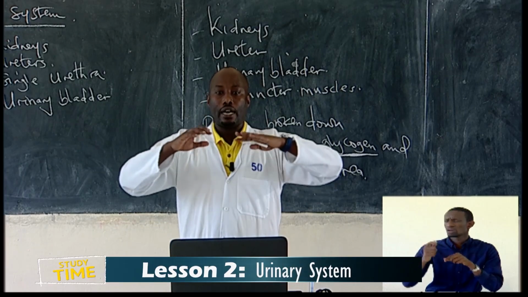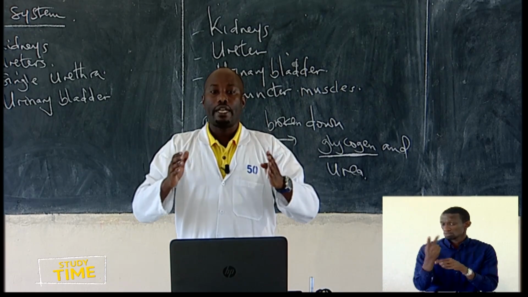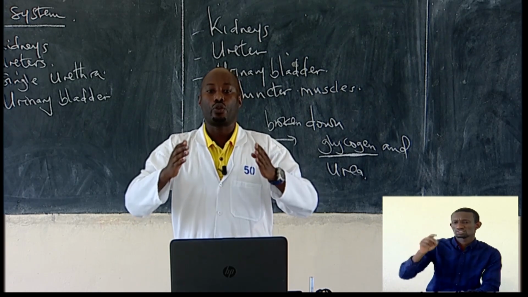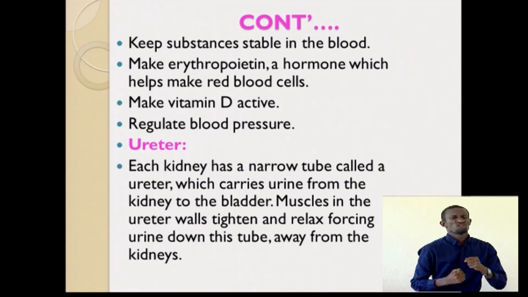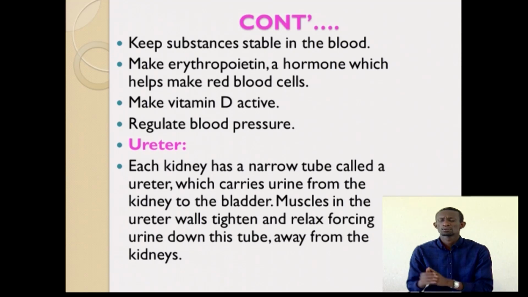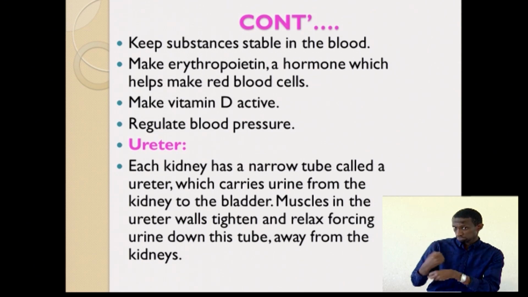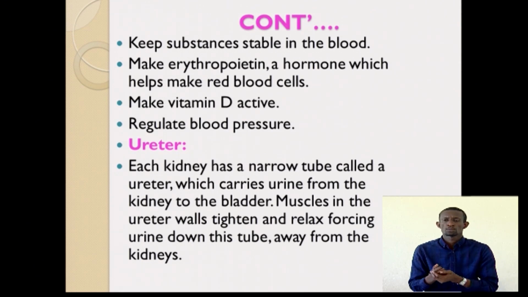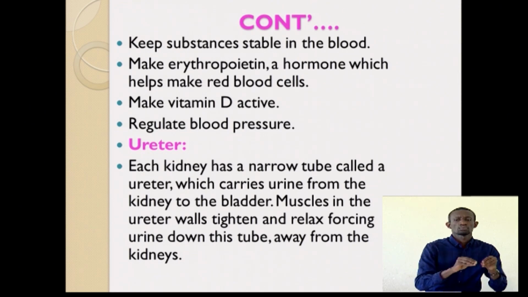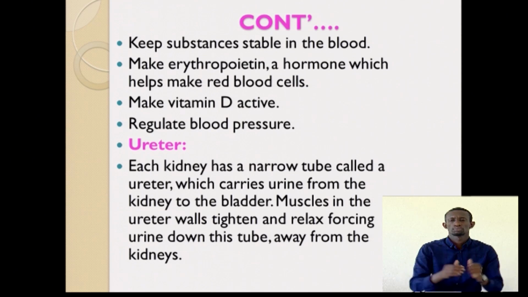I said, the muscles in the ureter walls are tightened and relaxed, forcing urine to drain in this tube. Once they contract and relax, the urine is going to be drawn from the kidney to the urinary bladder, and away from the kidney. So these ureters are the ones that conduct urine.